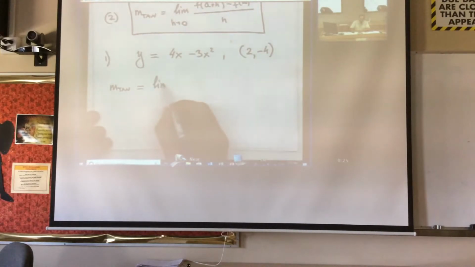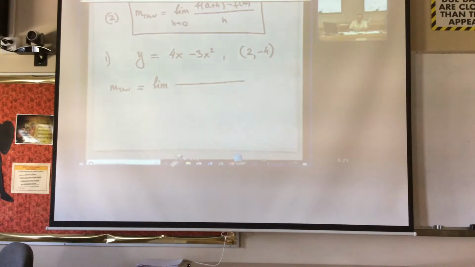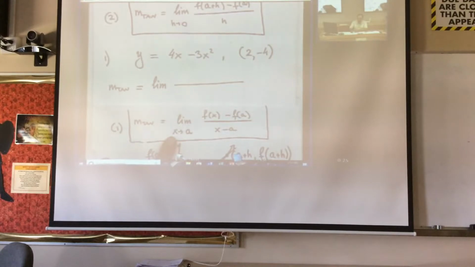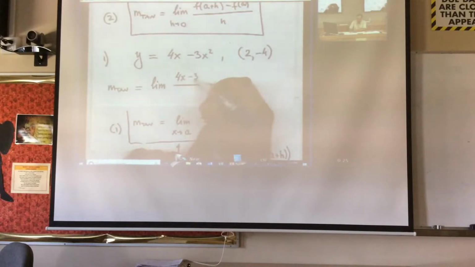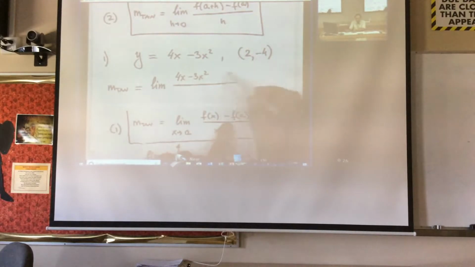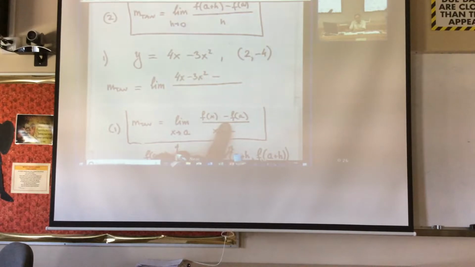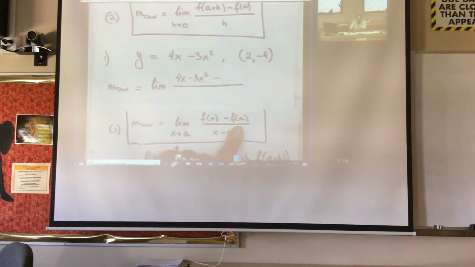We said limit, creating the ratio, and again, if you forgot what that is, this is your first one. So it says f of x, right? That means my function. So it's 4x minus 3x squared. That's my function. Then it says minus f of a, right? But do you know your a? What is your a? Your a is 2. Well, we say x approaching a, so it's 2.